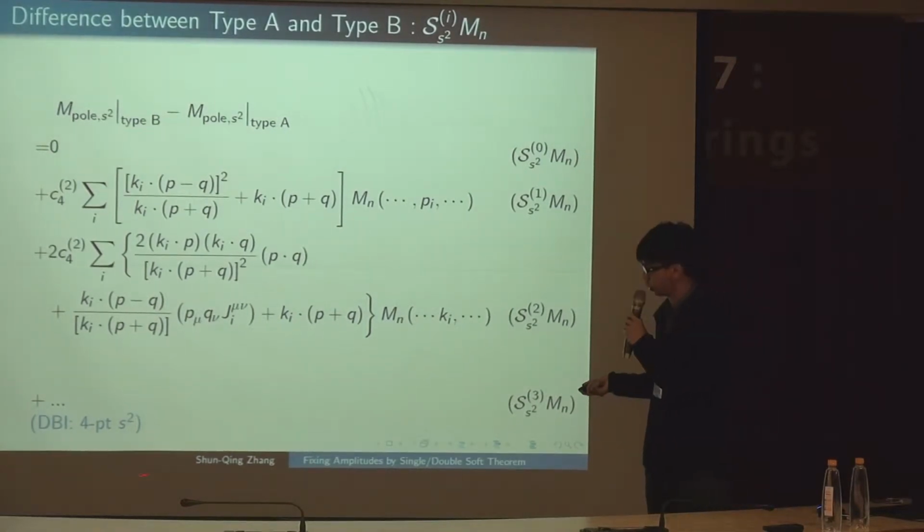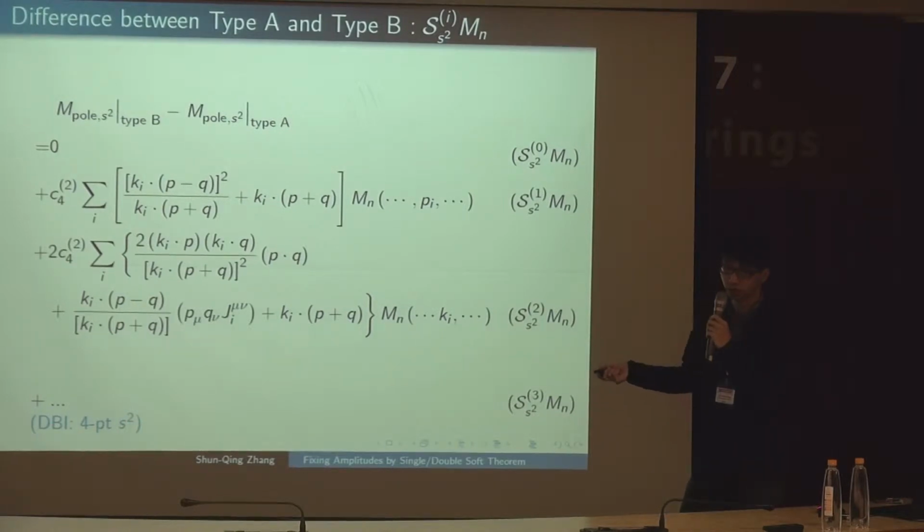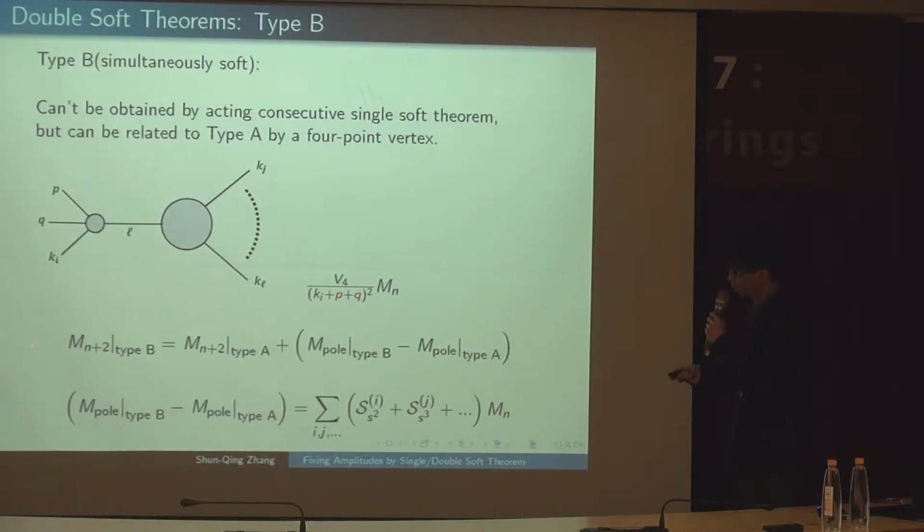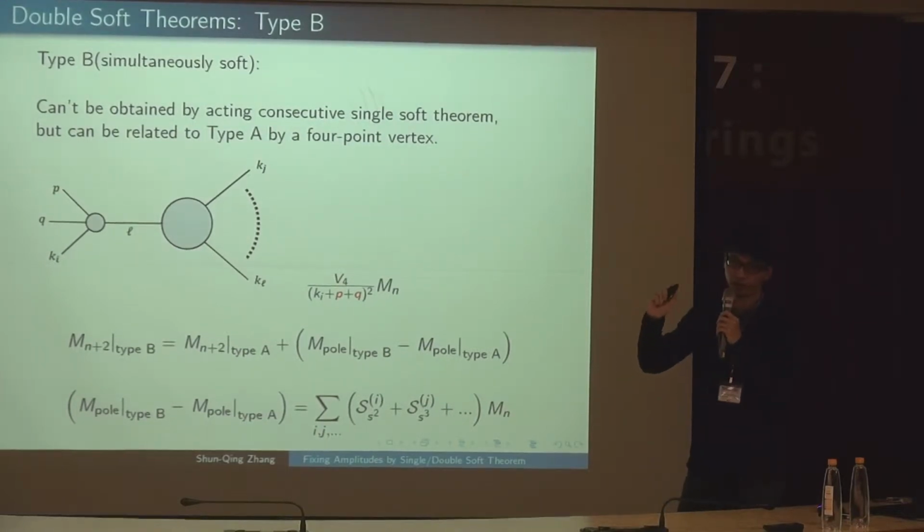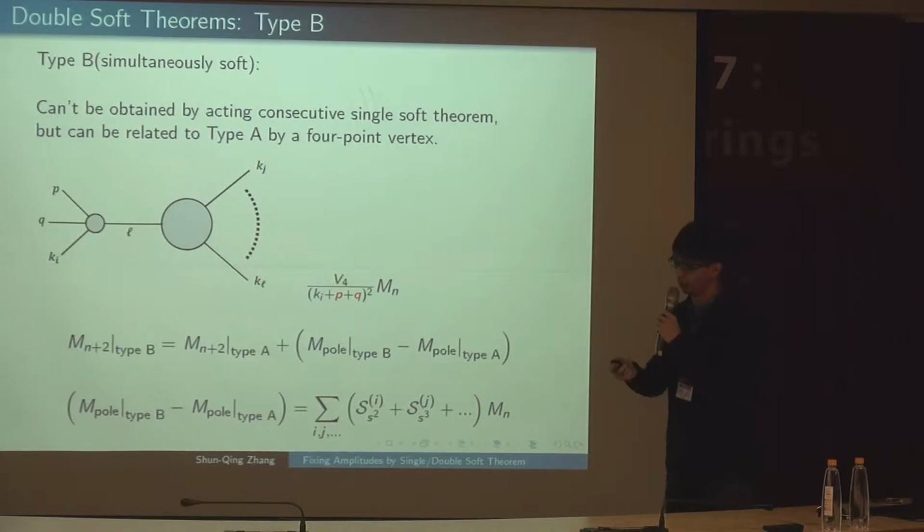You might notice that for 4-point, S squared is just the DBI amplitude. There are many well-known results for the DBI amplitude in the literature. They are actually talking about simultaneous soft, of course, because for DBI, if you take type A, then you already get 0 after you take the first momentum soft. How can you get other things? So obviously, they mean type B. Then we just calculate this difference, and plus type A being 0, we reproduce the DBI result in type B.